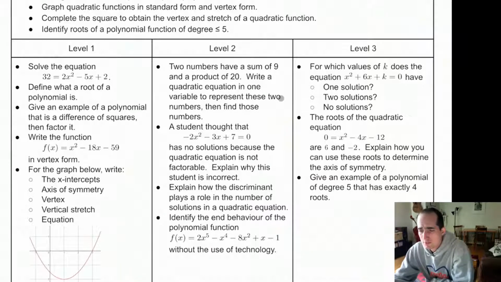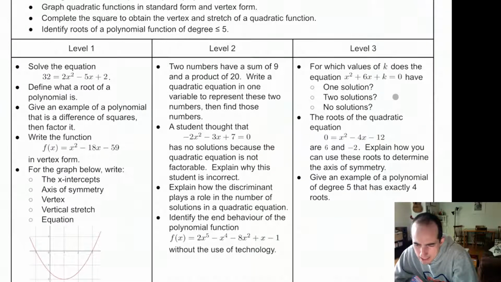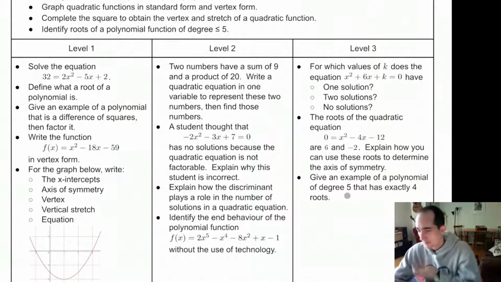Level 3, this one's a little more difficult. For which values of k does this equation have this many solutions? So you might want to think about the discriminant or something like that. The next one, I give you the roots of the equation, and you tell me how you can use these roots to determine the axis of symmetry. I think that's a really good question. Give an example of a polynomial of degree 5 that has exactly 4 roots. That's another good question there. So there's a polynomial of degree 5 with 4 roots. How's that possible?